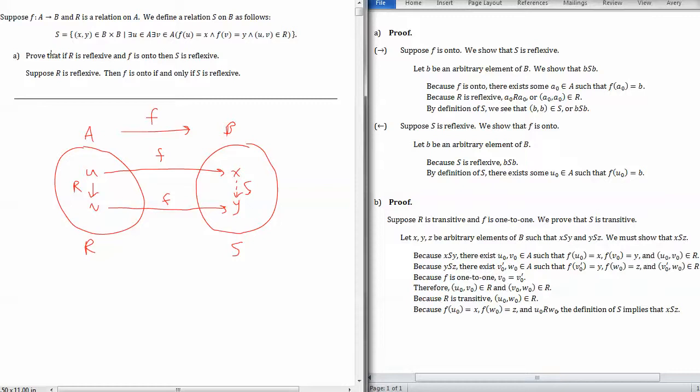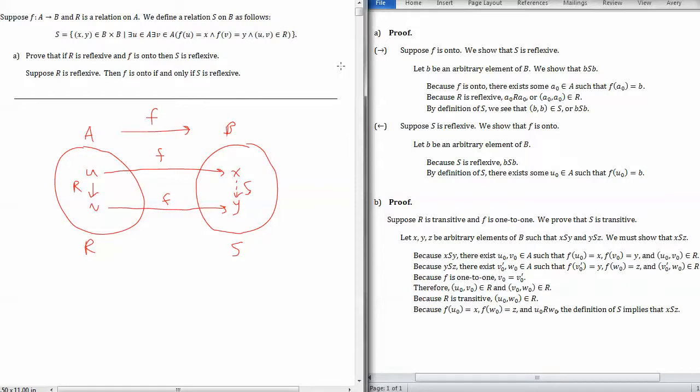Now, part A of the problem says we're supposed to prove that if the original relation R is reflexive and the function f is onto, then the new relation S is also reflexive. Now, as I was going about proving that, I realized that actually a stronger statement is true. If we suppose that R is reflexive, then it's not just true that if f is onto, then S is reflexive. The converse of that is also true. If S is reflexive, then f has to be onto. Okay, so let's prove both of those directions. So I'll prove this second statement here, which is a strengthening of the first one.